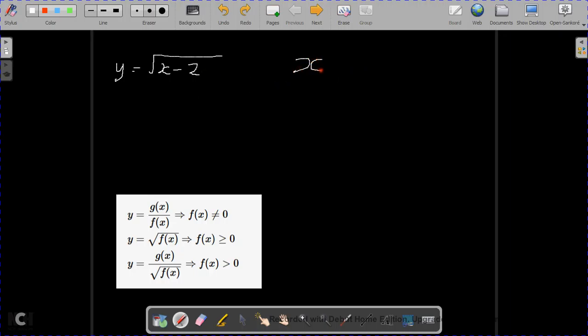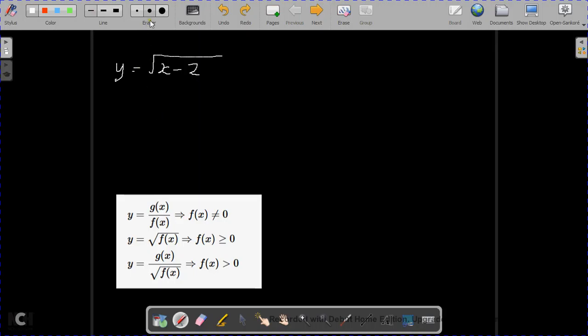So we can say it's defined when x take 2 is greater than or equal to 0. So in this case, x is going to be greater than or equal to positive 2 when we add 2 to that side. So just solving for that. Okay, so that's our second situation. Our third situation is a combination of the two. So we've got y equals g of x over the square root of f of x, a bit of a complicated thing.